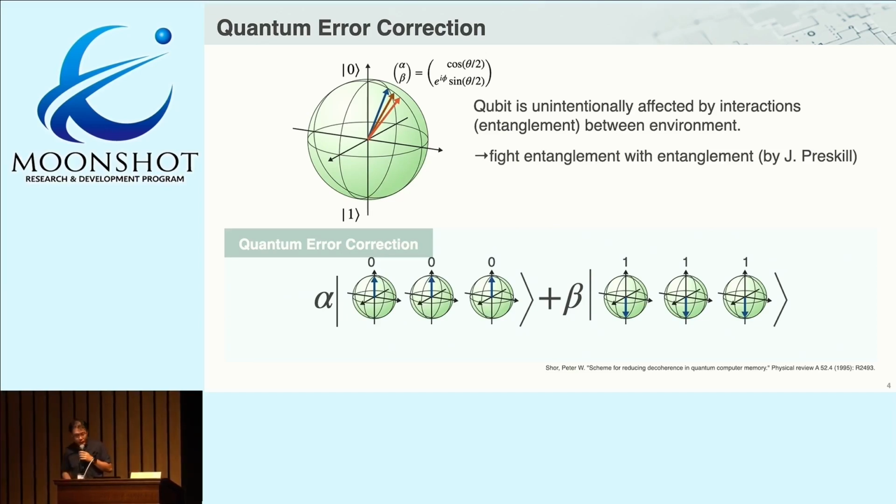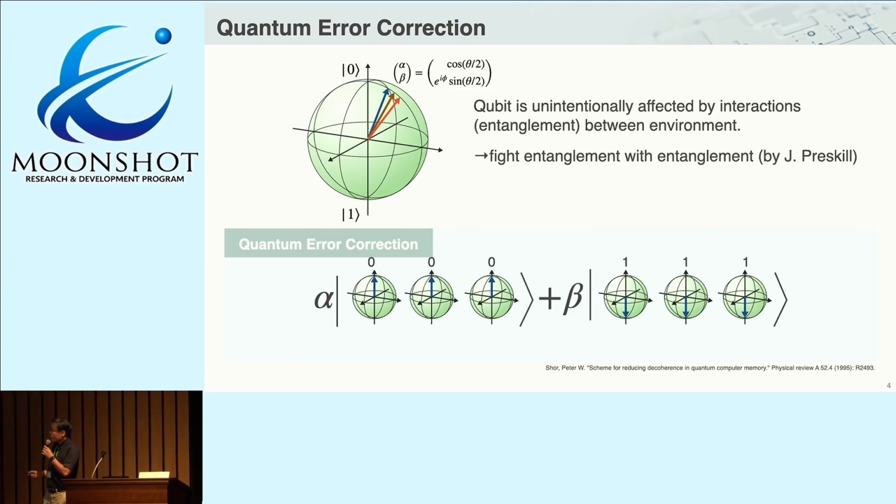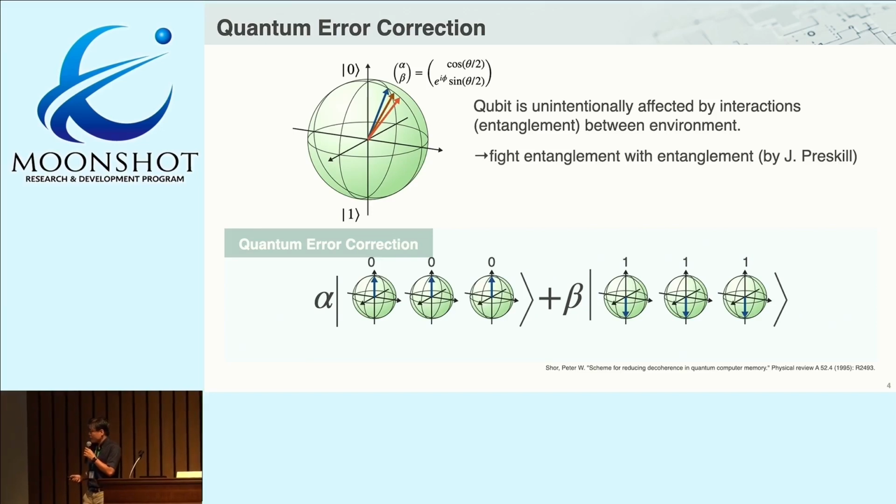Let me briefly explain how quantum error correction works. Basically, the quantum information plotted on the Bloch sphere is affected by the interaction with the environment. This can be regarded as a kind of entanglement between the qubit of interest and the surrounding environment. And in order to tackle this entanglement with the environment, we can also use entanglement with multiple qubits. So the idea of quantum error correction is here.